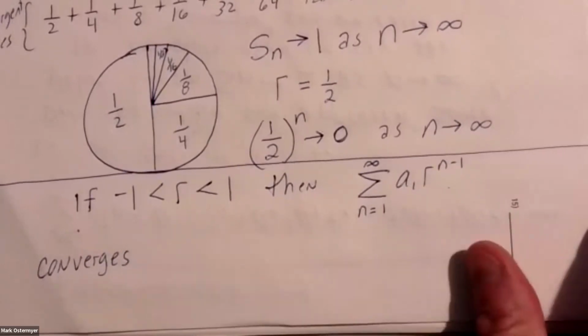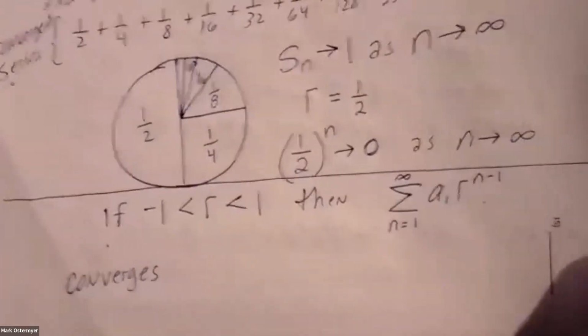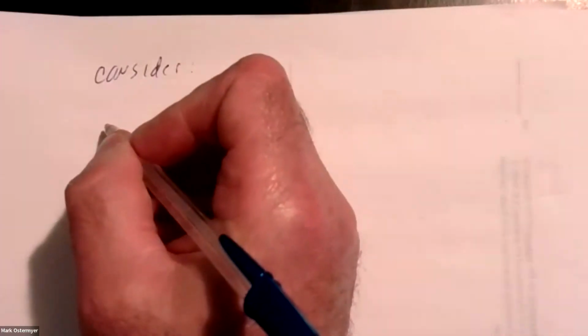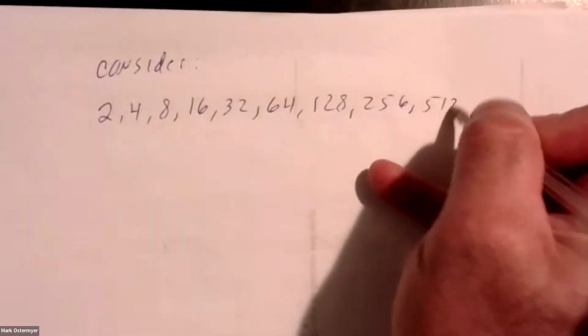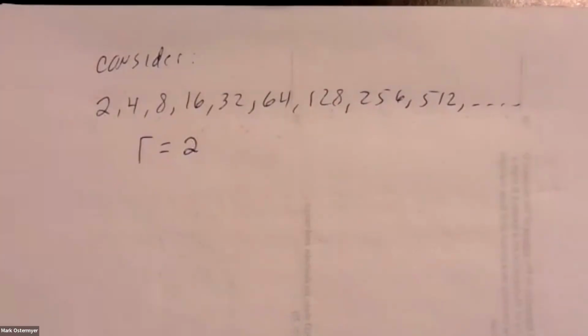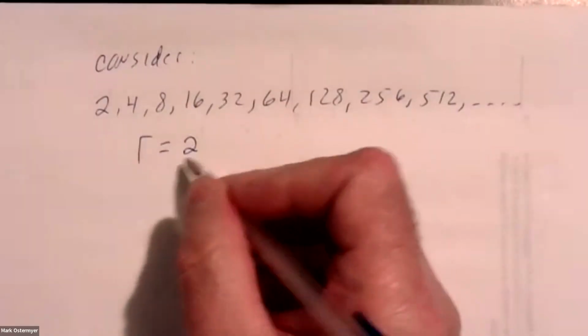What if the common ratio is not between 1 and -1? Then will that infinite series converge or diverge? Well, I'll tell you what. Let's consider this case real quickly here. Suppose I had an infinite geometric sequence where these are the terms. What's the common ratio of this infinite geometric sequence? The common ratio here is 2. And notice 2 is not in the interval between -1 and 1.